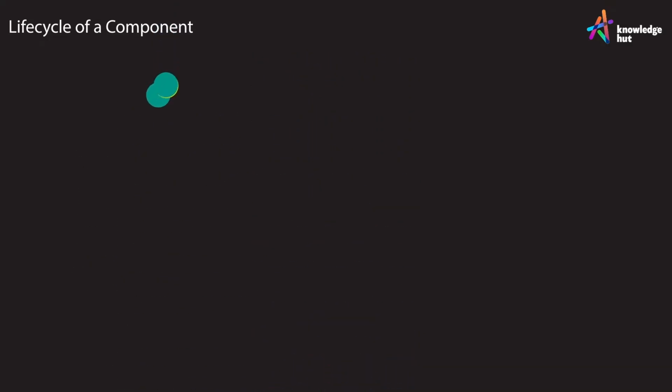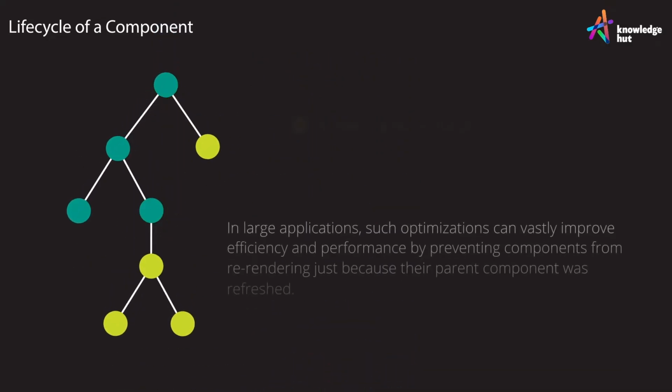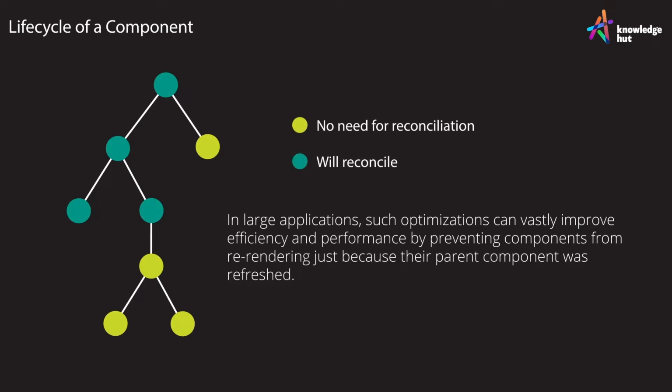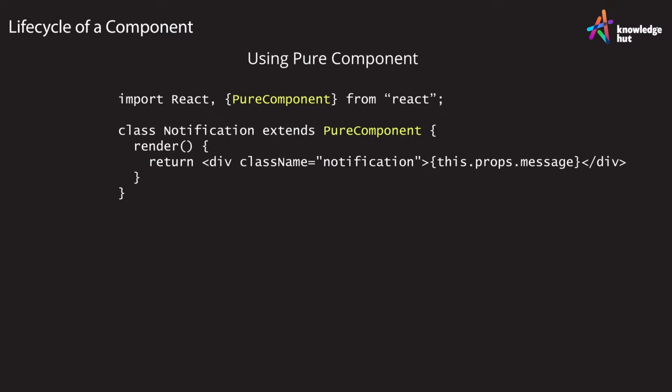In a large application where components are deeply nested, this can vastly improve efficiency and performance by preventing several component instances from re-rendering just because their parent component was refreshed. Now, instead of implementing this method for optimization, React also offers something known as a pure component, which automates this process. A pure component has shouldComponentUpdate baked right into its logic and doesn't need to be manually set up as in the case of a component instance.